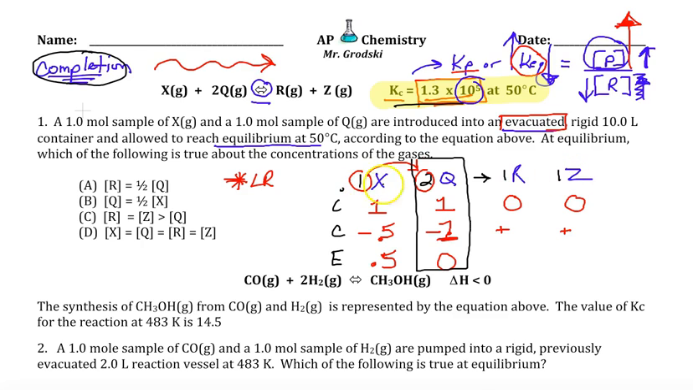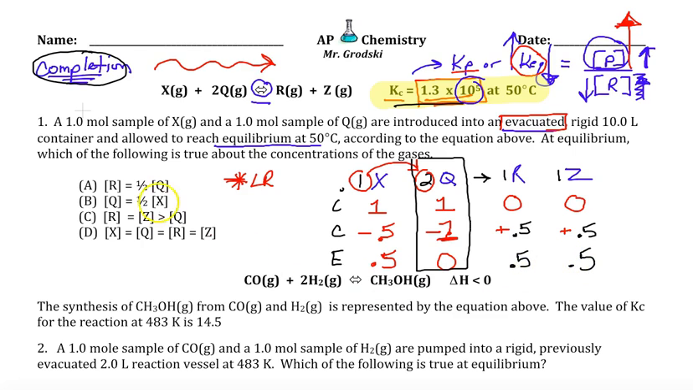So as much as I lose here is the same that I gain. So this is plus 0.5, plus 0.5. And since we started with 0 because it was evacuated in the beginning, 0.5 plus 0, put that in your calculator, you get 0.5 moles at the end.